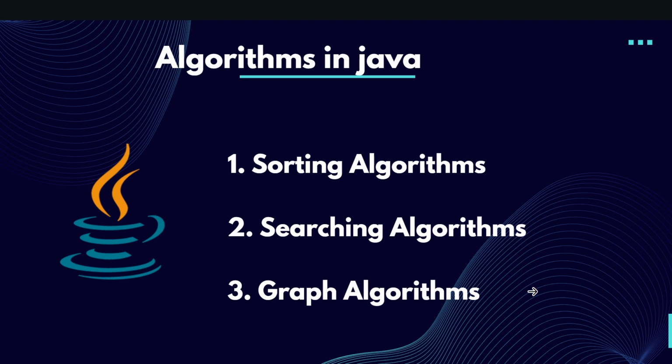So now in this session we are going to understand what is meant by algorithms in Java. There are many types of algorithms in Java. The first one is the sorting algorithm, next is the searching algorithm, and next we have graph algorithms. In this session we are going to understand in detail what is meant by searching, sorting and graph algorithms.